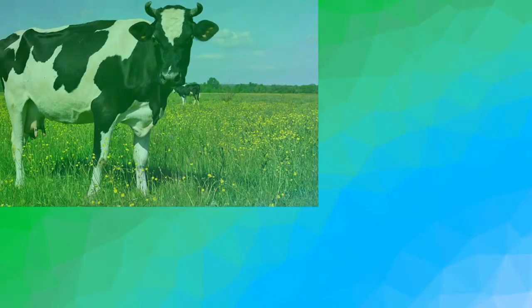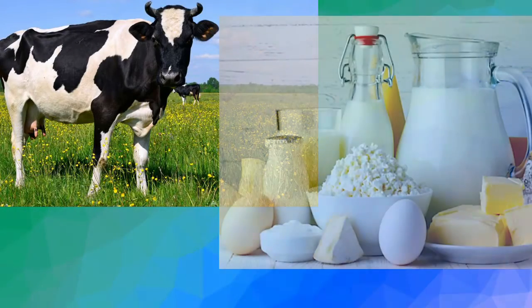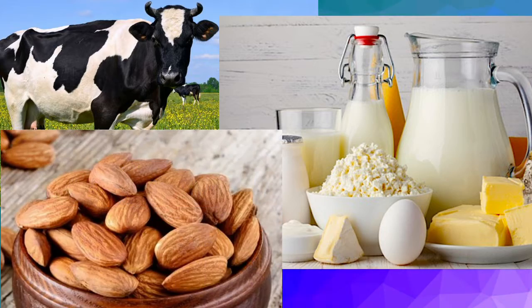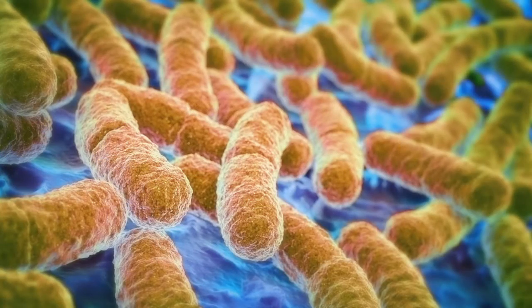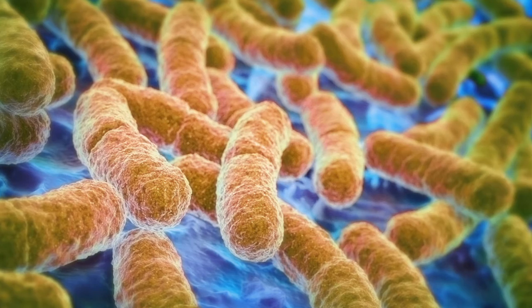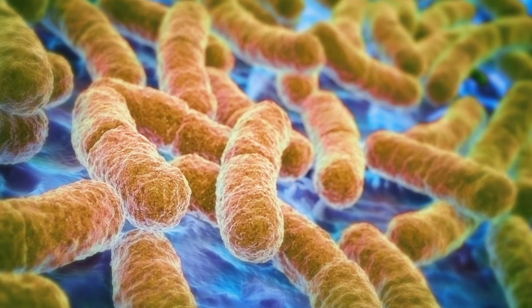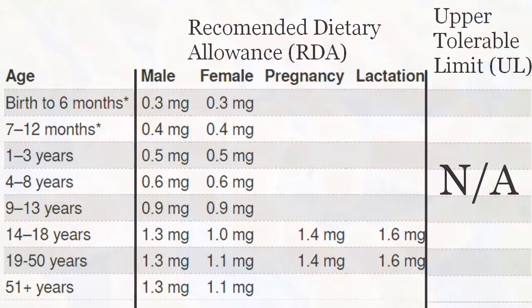Luckily, deficiency is rare due to the abundance of vitamin B2 within our food. The best way to get vitamin B2 is to consume beef products, mostly liver, dairy products, and almonds. We can synthesize this vitamin with the help of bacteria in our intestines, but whether we actually benefit from it is unknown.